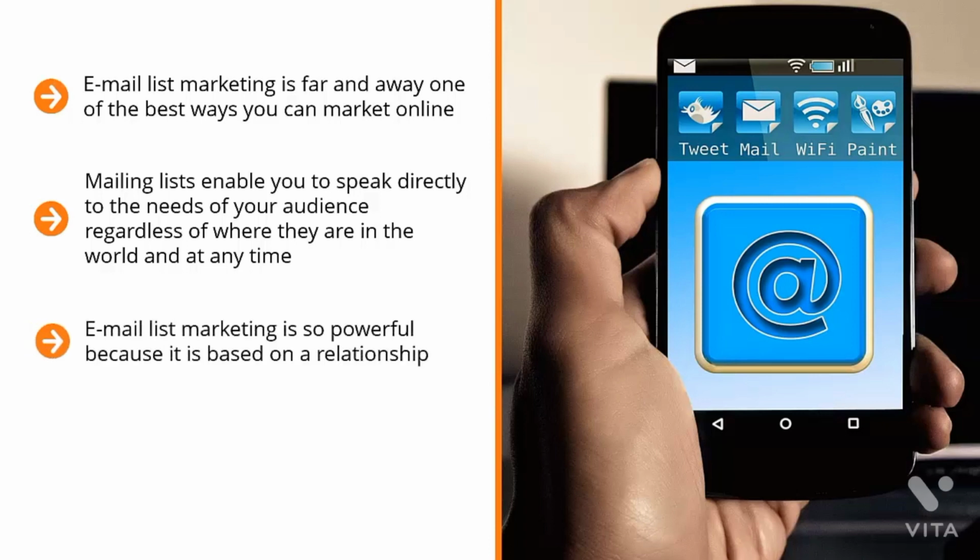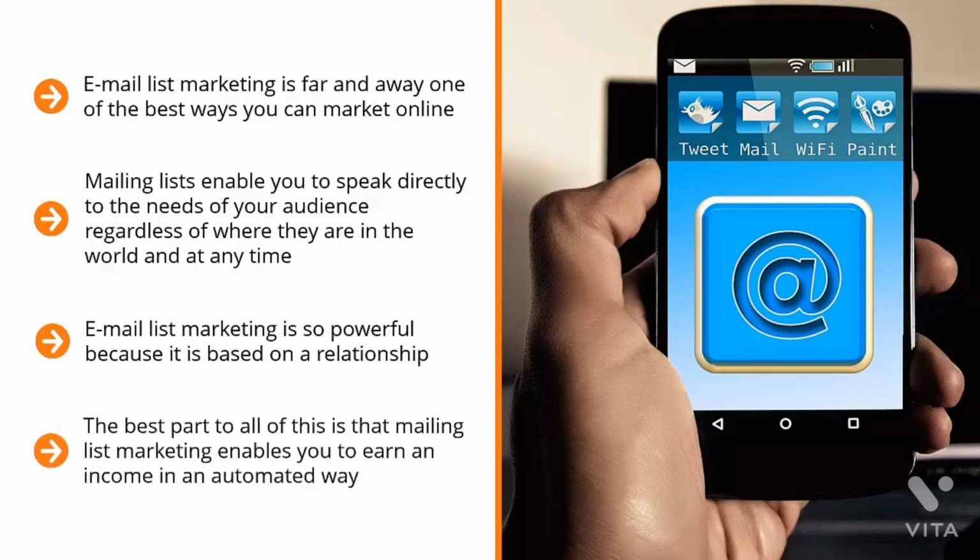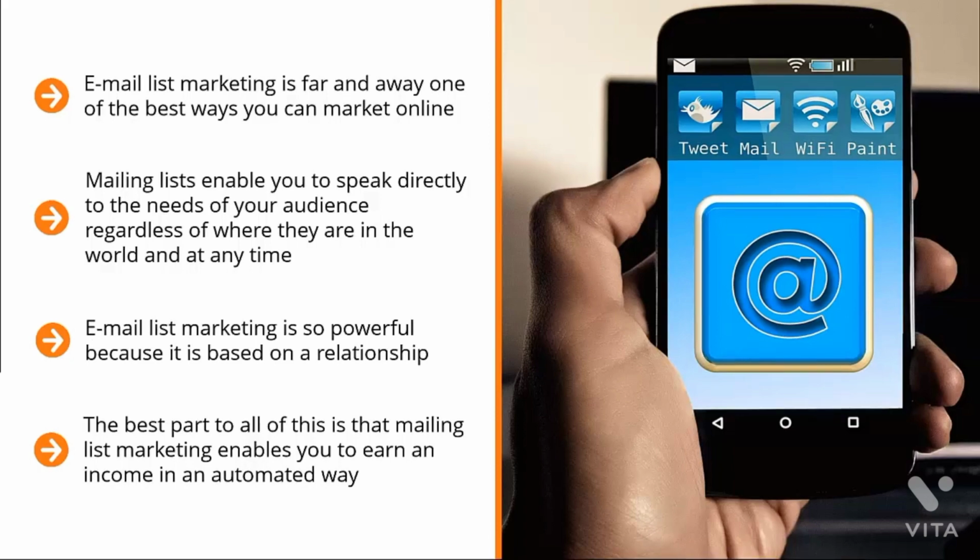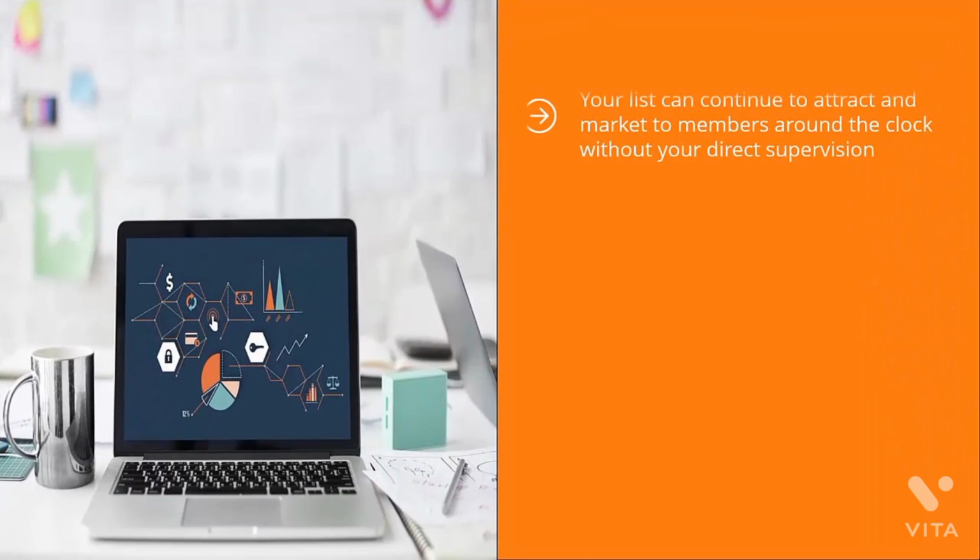Email list marketing is so powerful because it is based on a relationship. By following the 8 steps that I've laid out in this training, you can learn how to recruit a lot of people to your mailing list, speak to their needs, and convert them to maximize your income. The best part to all of this is that mailing list marketing enables you to earn an income in an automated way. You don't have to actively manage each member. Your mailing list software will do it behind the scenes for you. Your list can continue to attract and market to members around the clock without your direct supervision.